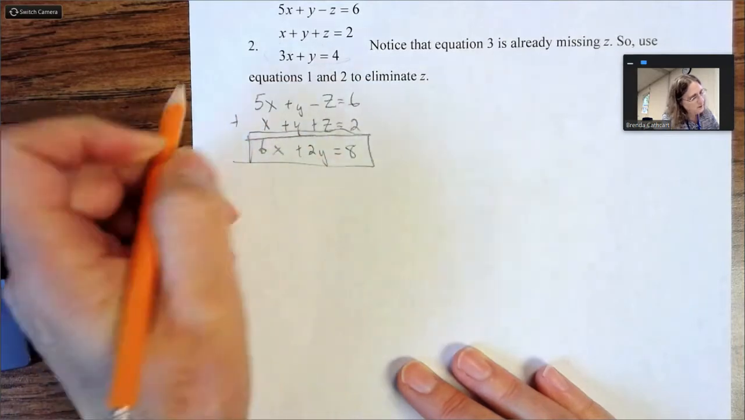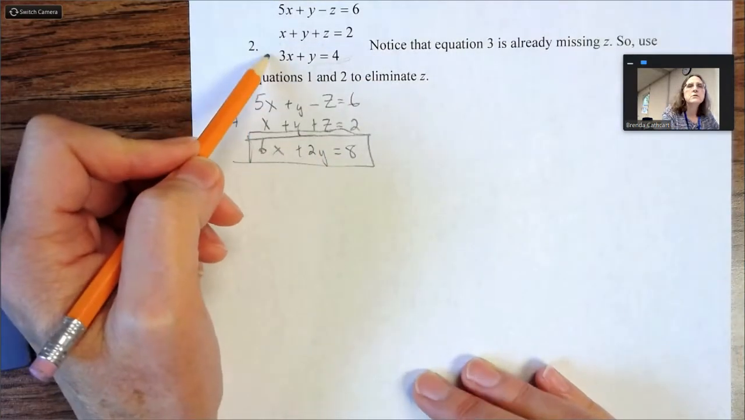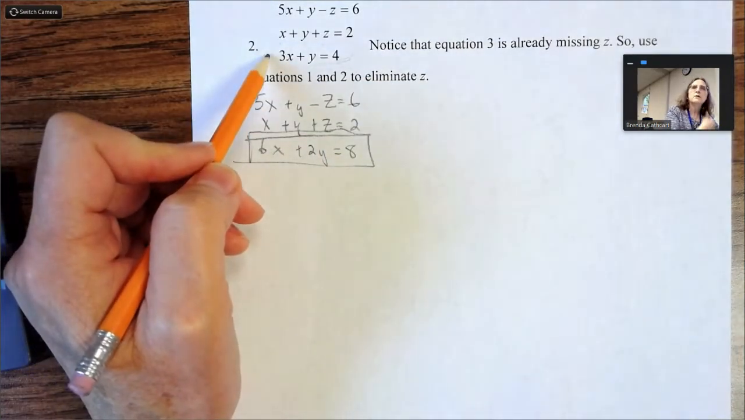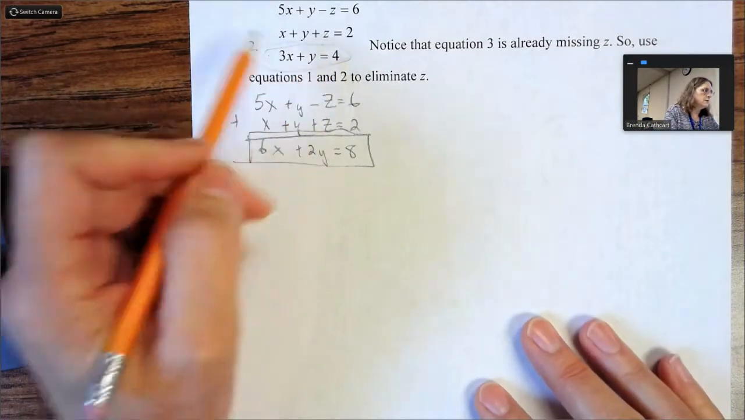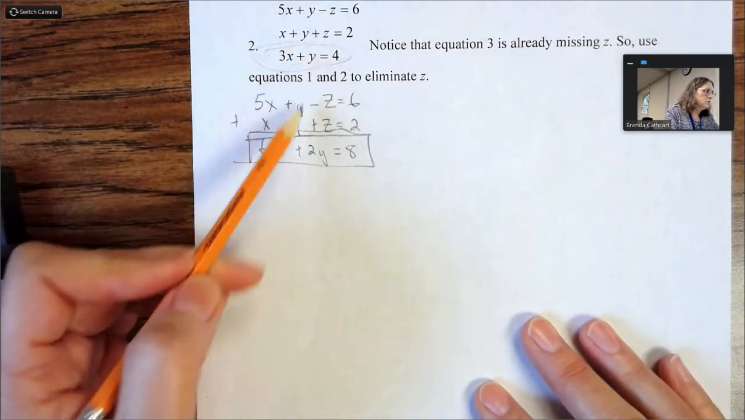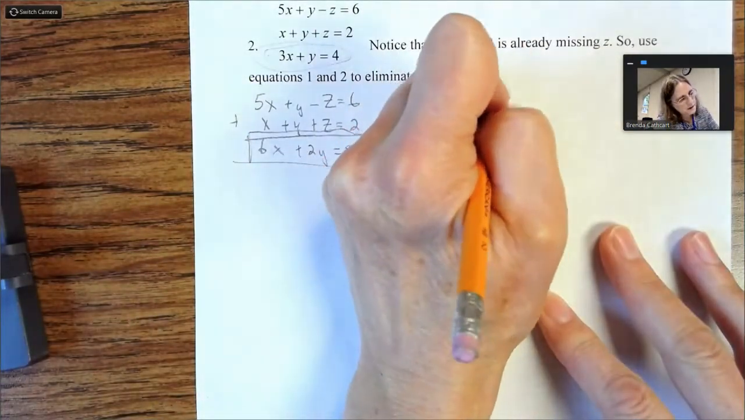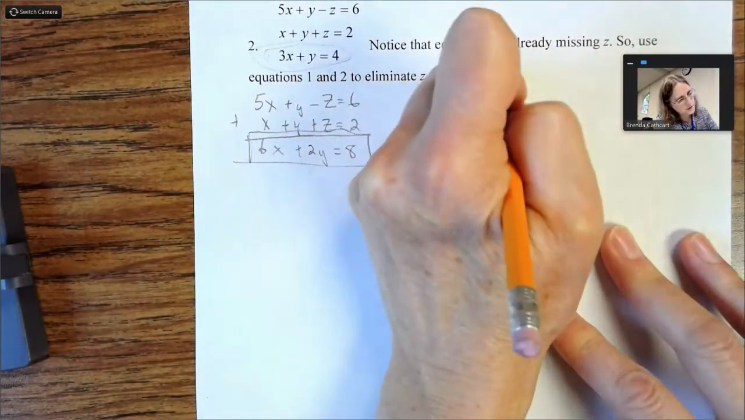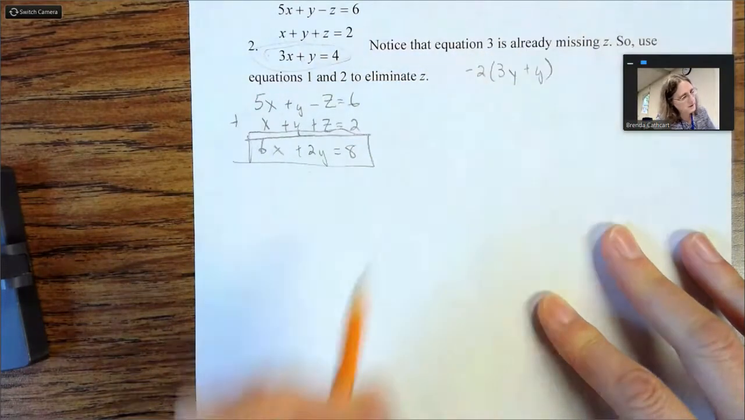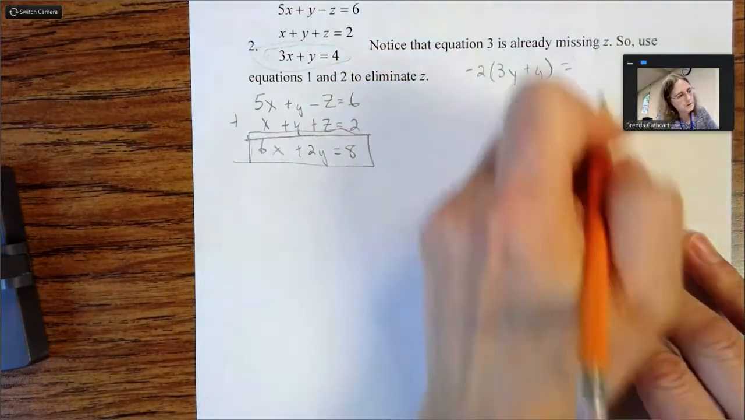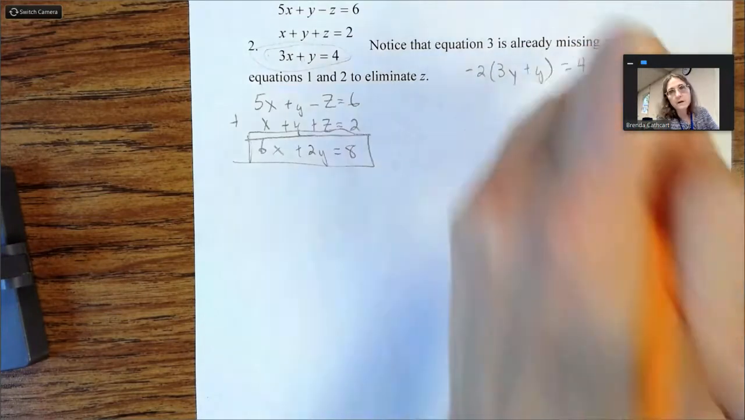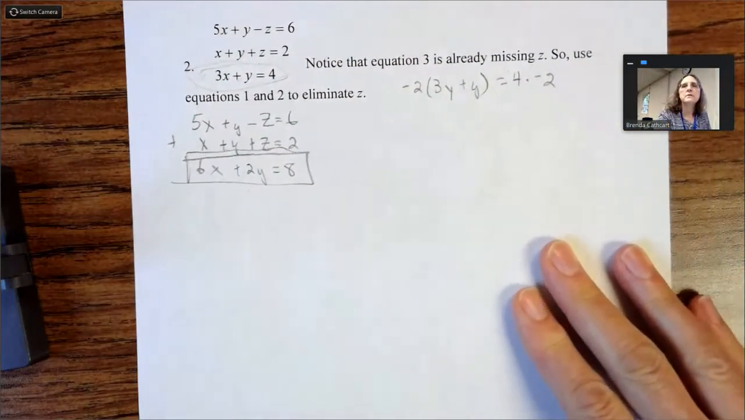Now I can pair it with my third equation, 3x minus y equals negative 4. If I multiply this equation by negative 2, I can eliminate the y's. So let's do that. Negative 2 times equation 3x minus y equals, again multiplying both sides by negative 2, 4 times negative 2.